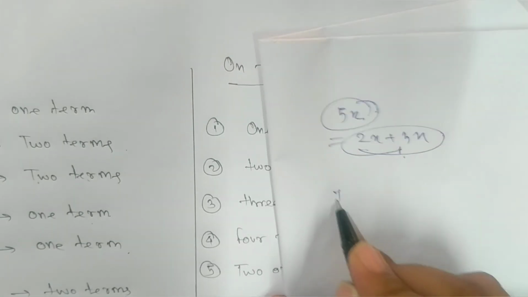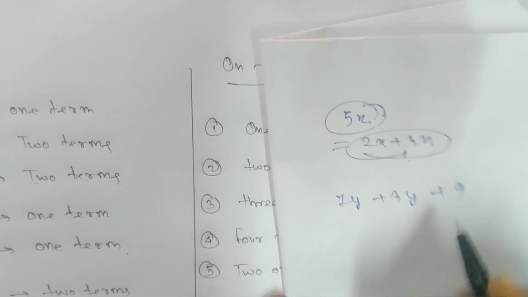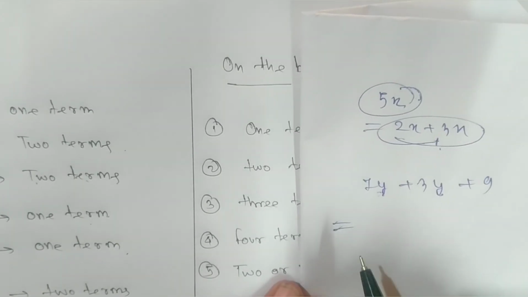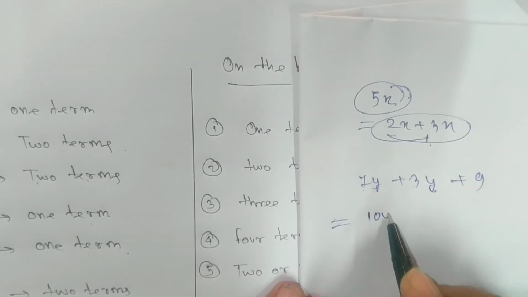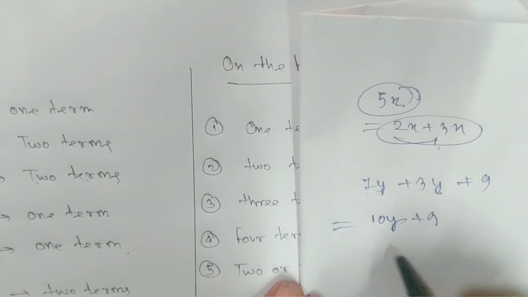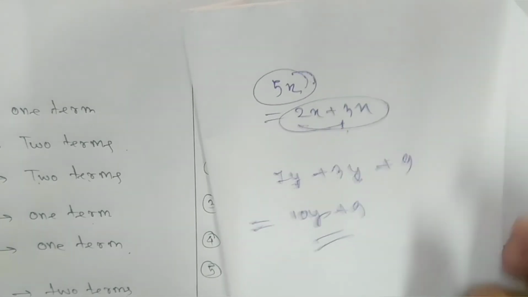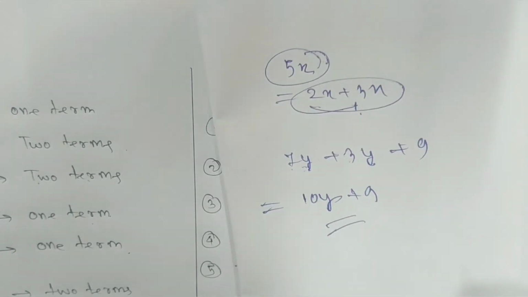Like if I give you 7y plus 3y plus 9. So if we see here, the y terms are like terms. If they are like, then we can add. That means 7 plus 3 is what? 10, and y will remain the same. Plus 9. This one we call 10y plus 9. That is what? Binomial. So first you need to check, is there any like terms? If there are any like terms in the given expression, then we need to add first or subtract first, and then we'll check how many terms are there. Then we'll decide which type of expression it is.